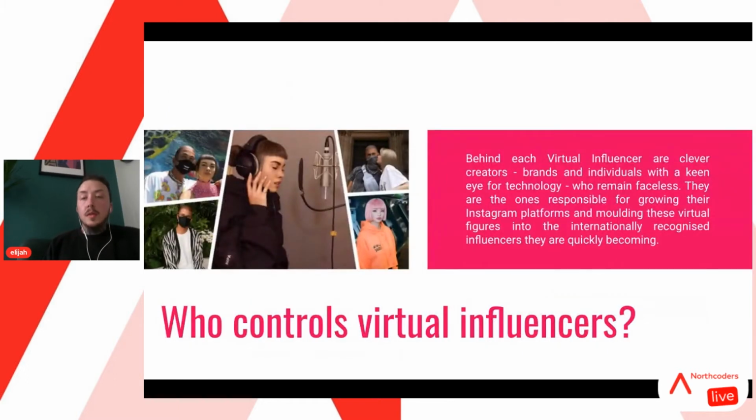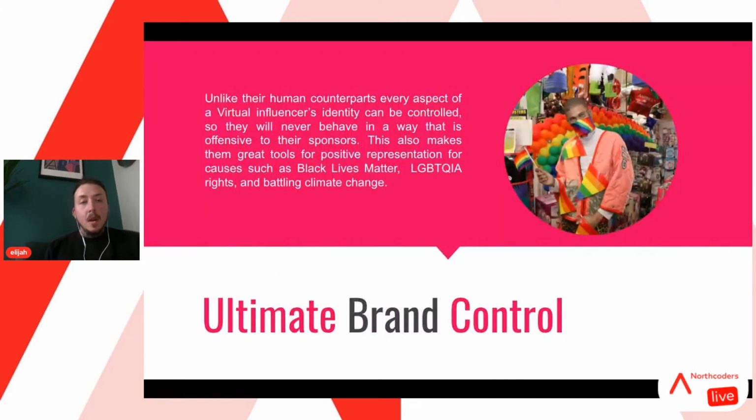So who controls virtual influencers? Behind each virtual influencer are clever creators, brands and individuals with a keen eye for technology who remain faceless. They're the ones responsible for growing the Instagram platforms and molding the virtual figures into the internationally recognized influencers that they're quickly becoming. Ultimate brand control: unlike their human counterparts, every aspect of a virtual influencer's identity can be controlled, so they'll never behave in a way that's offensive to their sponsors, which makes them great tools for positive representation for causes such as Black Lives Matter, LGBTQIA rights, battling climate change, and there's even one that is a bee who is campaigning to save the bees.